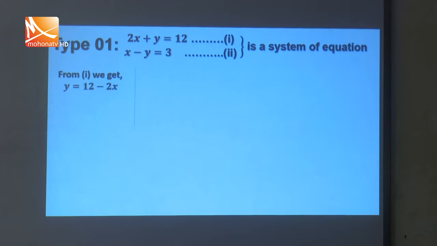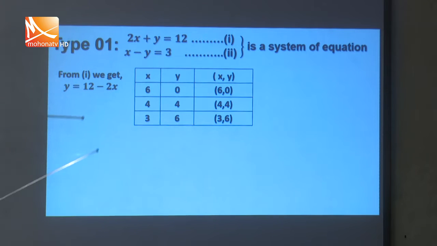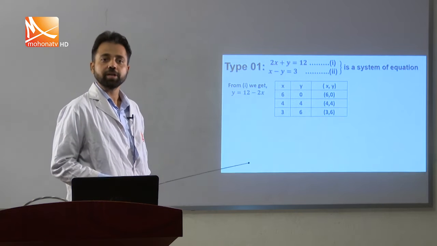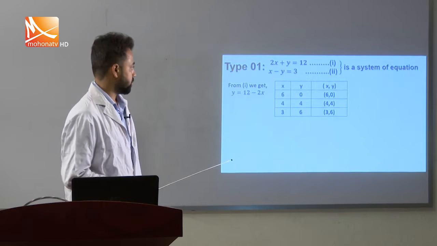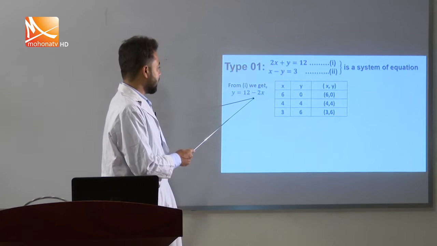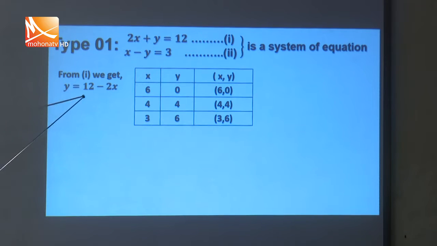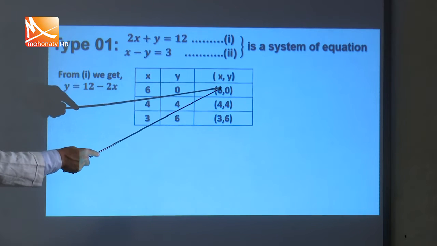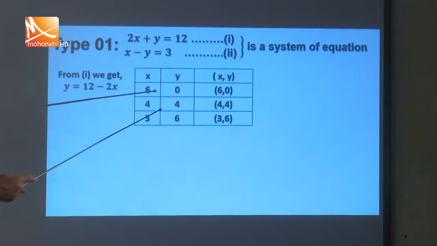So, let us find. Okay, students, observe carefully. Here I have taken some values for x: 6, 4, 3. You can take these values independently as your own wish. Okay. So, first of all, if you put x equal to 6, then you will get the value of y equal to 0, because 6 into 2, that is 12, 12 minus 12 equal to 0. So, for x equal to 6, y is equal to 0. So, the point on this equation is (6, 0).